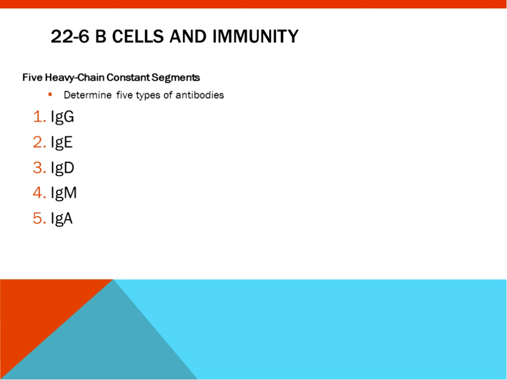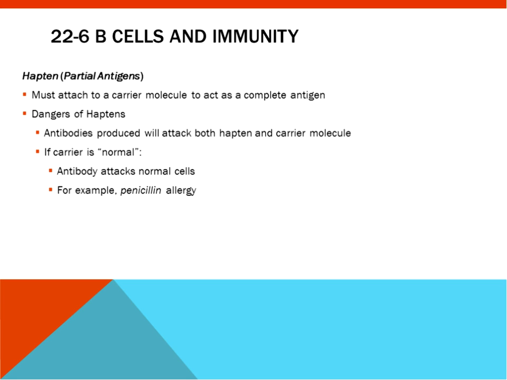So the 5 different classes of antibodies, where all of the antibodies in one particular class have the same heavy chain or constant region, are IgG, IgE, IgD, IgM, and IgA. You will have to be able to list all 5 of these antibodies, and there are some things that you should know about them that we're going to discuss in a second.